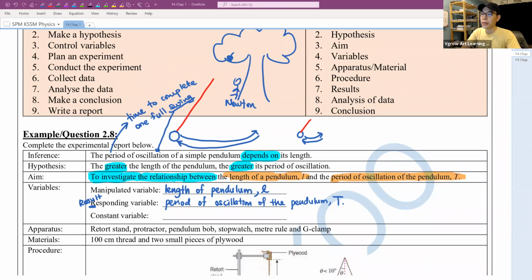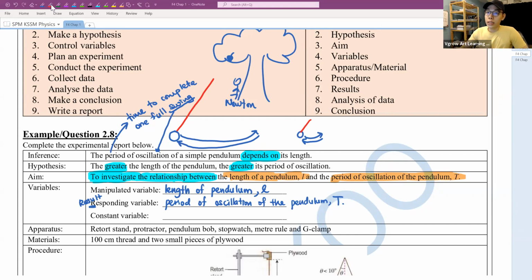Constant variable is something that we fix. The fixed variable is something that will affect the result. You cannot say, I fix the temperature of the room like that. No relationship, it doesn't affect the experiment, or at least it doesn't directly affect the experiment. You need to put something that if you change it, it will affect the results. The best one is to say the mass of the pendulum bob.